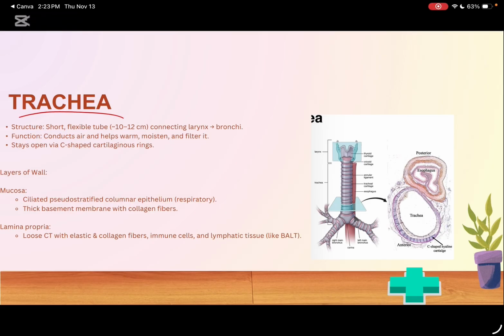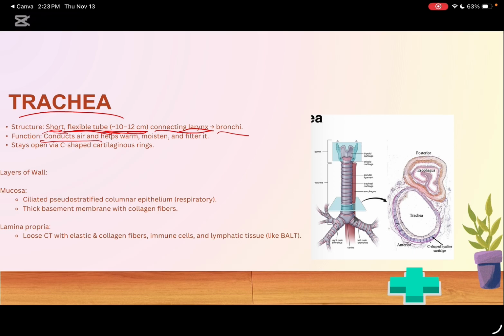The trachea, as we know, is 2.5 centimeters in diameter, and it's very short. It's a flexible tube, 10 to 12 centimeters long, connecting the larynx to the bronchi. What's its function? It basically just conducts air and helps warm, moisten, and filter it. How? We'll get into it.